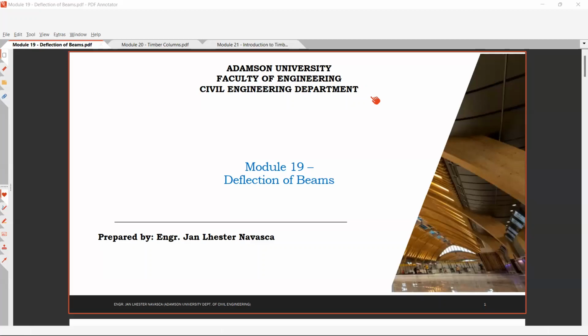This is Module 19, deflection of beams. Basically, this deflection of beams is the same as in your strength of materials or statics of rigid bodies, where you find the deflection of beams based on formulas given from elastic analysis.